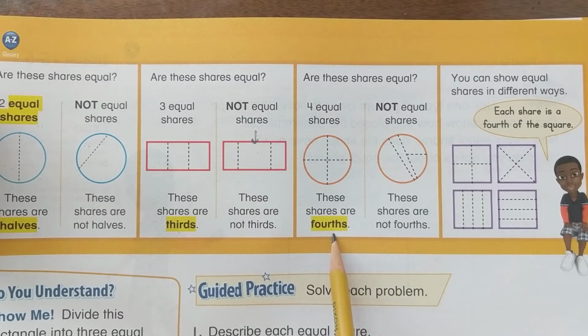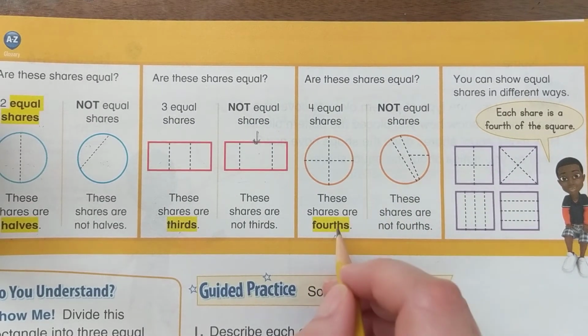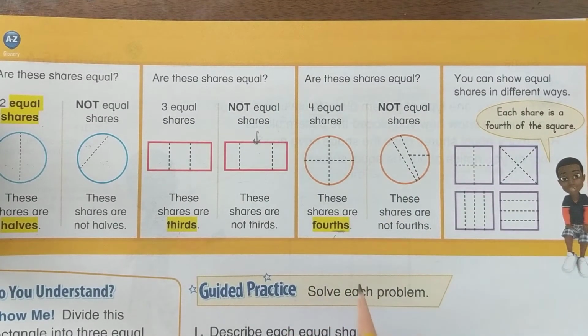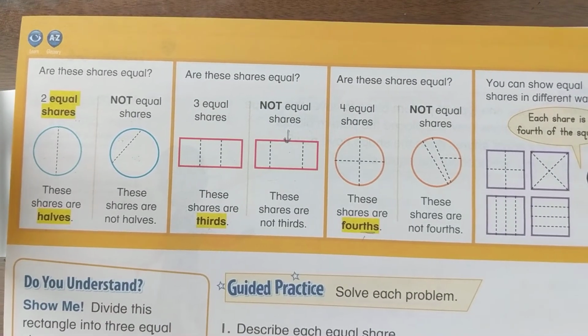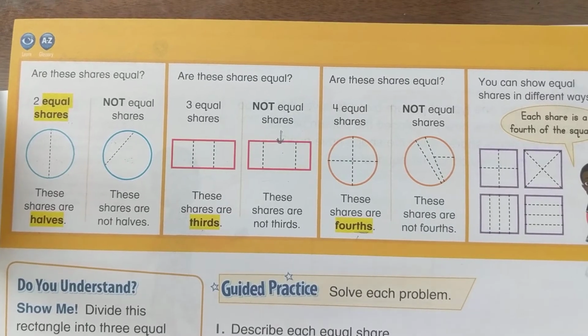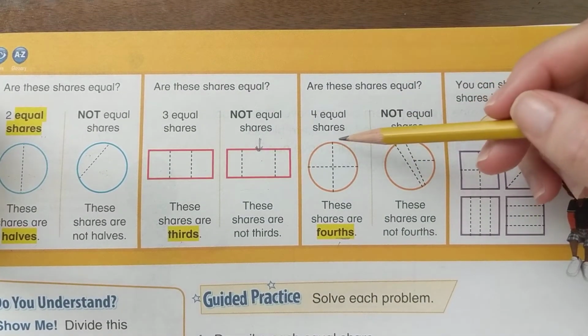And if you wanted to keep going, 5 is called fifths, 6 is called sixths, 7 is called sevenths, 8 is called eighths, 9 is called ninths, and 10 is called tenths. So most of them you just add that TH in the end of the word, okay, except for third and halves. Okay, let's see. On this one, it is a circle.